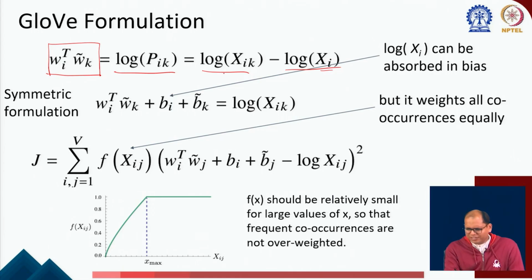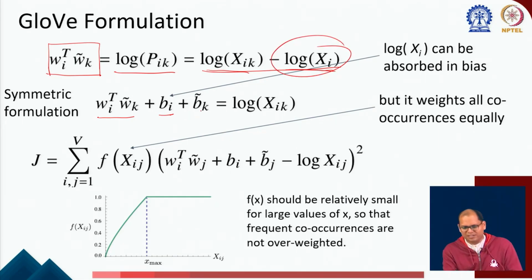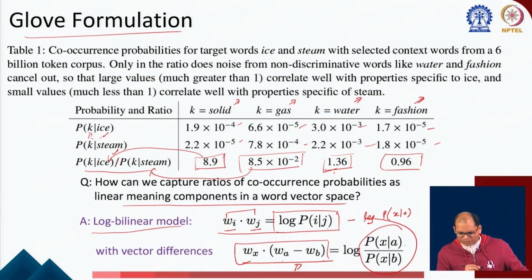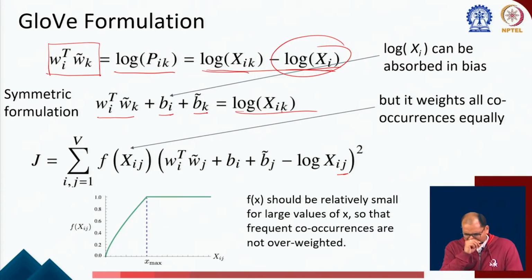Now this does not look very symmetric. So what they did, they said okay, I can include some bias terms. So wi transpose wk hat plus bi, so log xi is absorbed there, but I also introduce a bias term for the other k. So bk tilde is log of xik. So xij is simply the co-occurrence frequency of i and k.